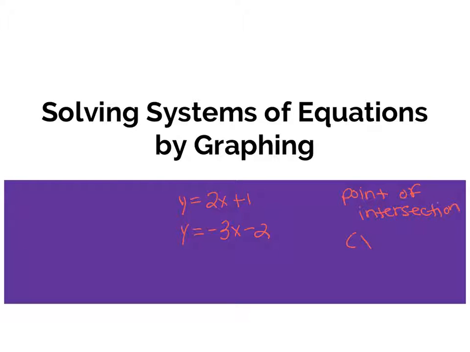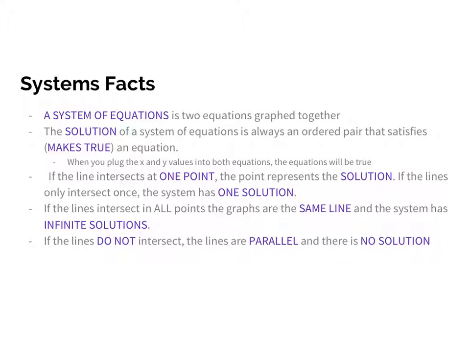And it will always be an ordered pair. So again, a system of equations is two equations graphed together. The solution is always an ordered pair that satisfies both equations. So when you plug the x value and the y value into the equations, it will work for both of those equations. If the lines intersect at one point, then that point represents the solution.